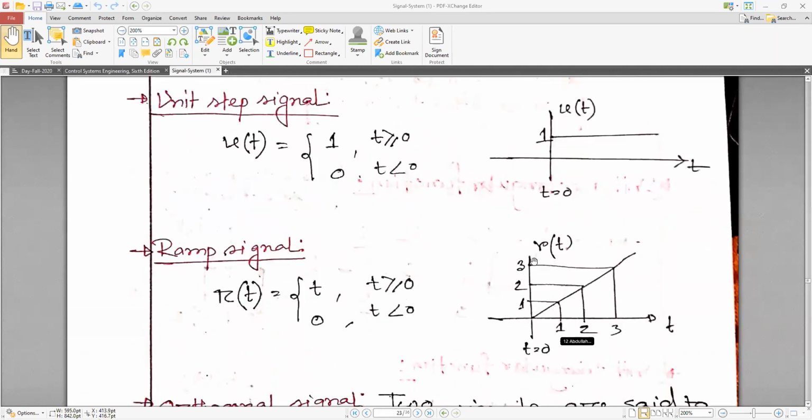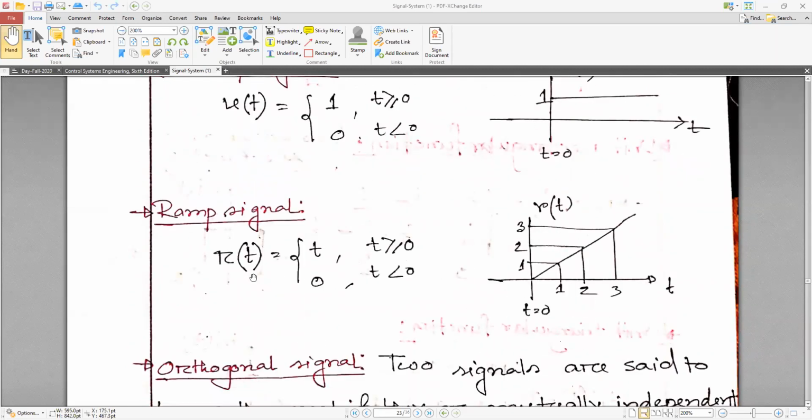And the ramp signal, look at the ramp signal. This kind of signal is the ramp signal. See the signal type. When it is at this position, the amplitude is 1 and the value of t is also 1. So r(t) is equal to t when t is greater than or equal to 0, and it is 0 when t is less than 0.